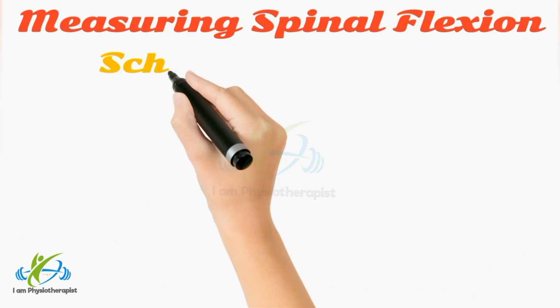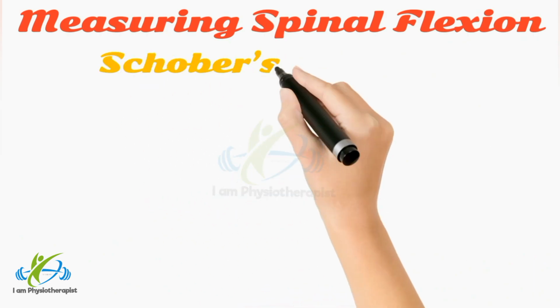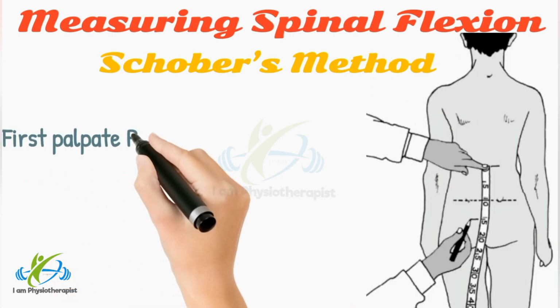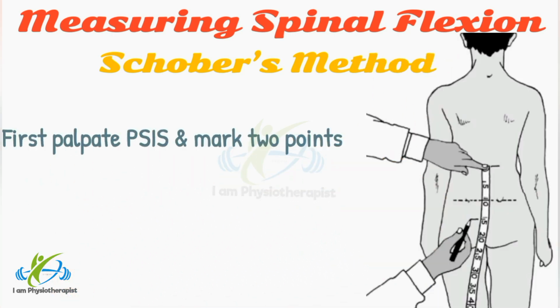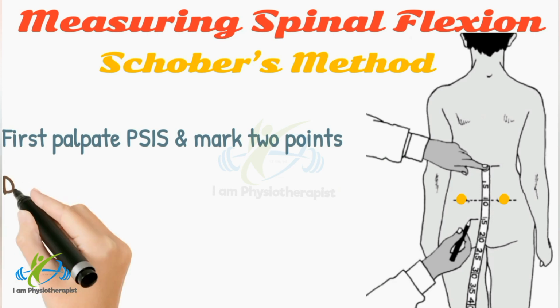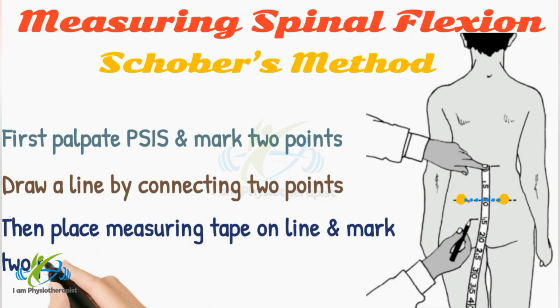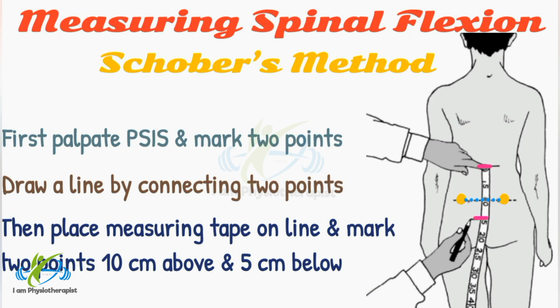One of the most efficient ways to measure spinal flexion is Schober's method. First, palpate the posterior superior iliac spines and mark 2 points on them. Then draw a line by connecting the 2 points. Then place measuring tape on the line and mark 2 points, 10 cm above and 5 cm below that line.